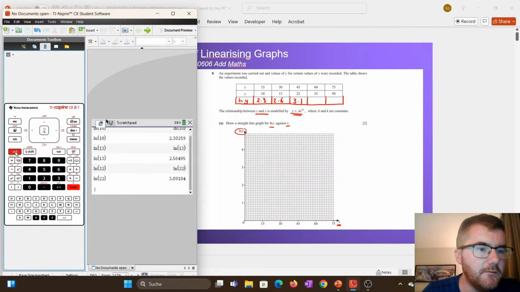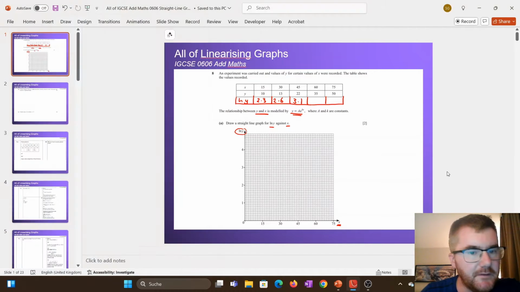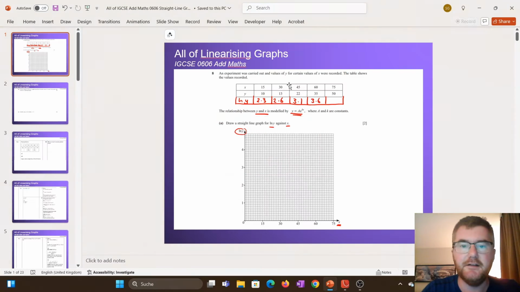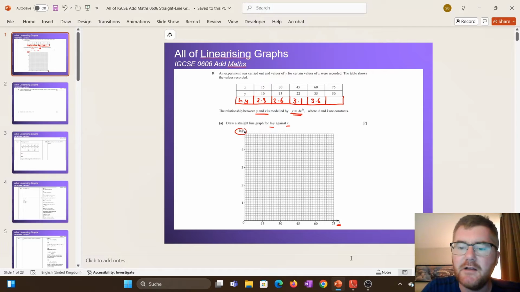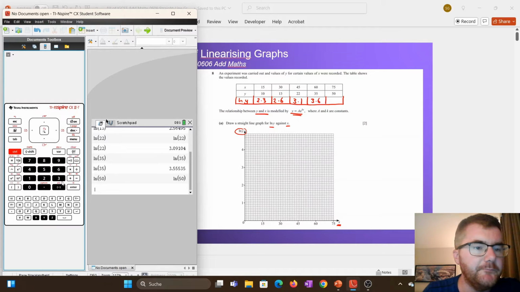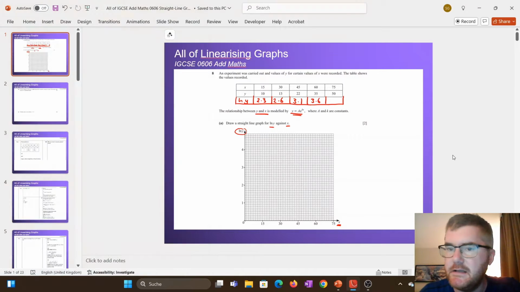Natural log of 35. Helps if I press the right buttons. It's nice to do some Add Maths. I haven't done Add Maths in a long time. 3.6, we'll call that rounded. And then the last part. I know in IB questions, you have to kind of show that it can be modelled this way. But again, this is Add Maths. Natural log of 50. And we get our last value, which is 3.9.